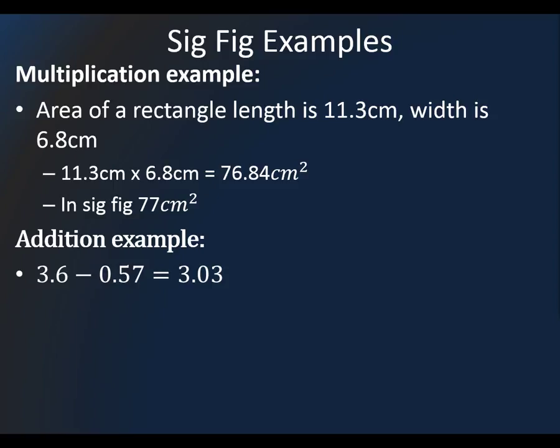So what we do in addition is we take the least accurate number, which in this case is 3.6, because it only goes down to the tenths place rather than the hundredths, which means our answer has to stop at the tenths place rather than the hundredths. So we're going to take the 0, and look at the number after it. 3 is less than 5, so we round back down to 0. So in significant figures, our answer here is 3.0, and we don't have a unit.